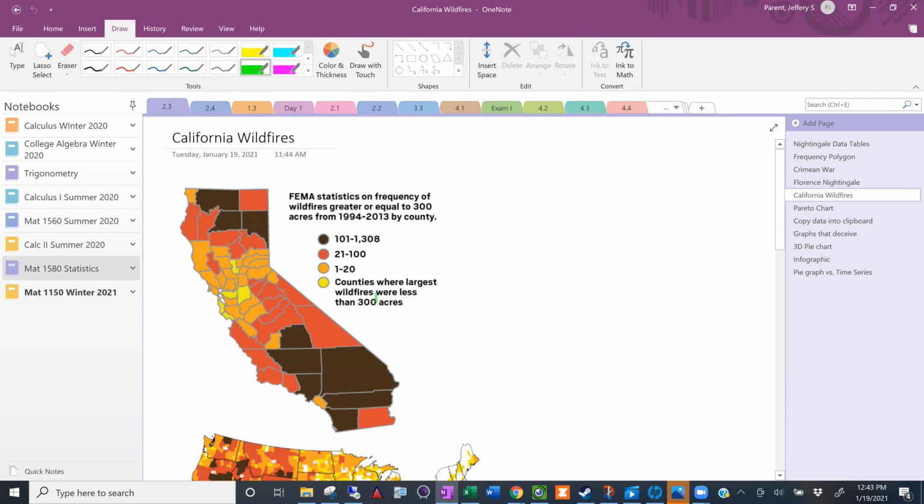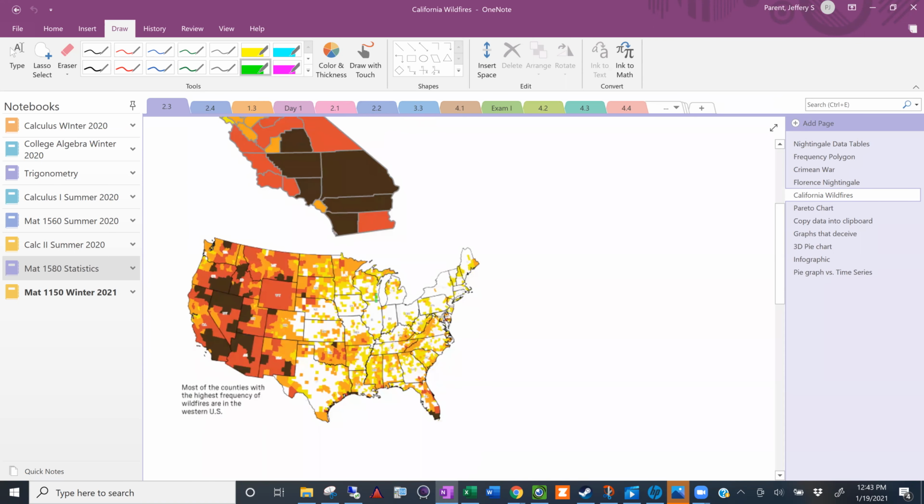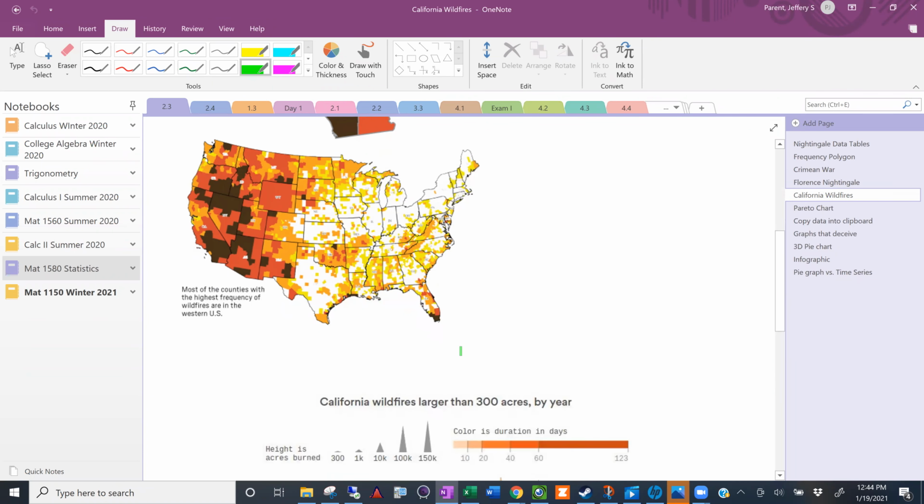So from lightest to darkest, here it is on a statewide level, that is throughout the lower 48. So again, pretty nice. And it's just a nice application of a display of data. But the one that I really, really liked was this one down here.